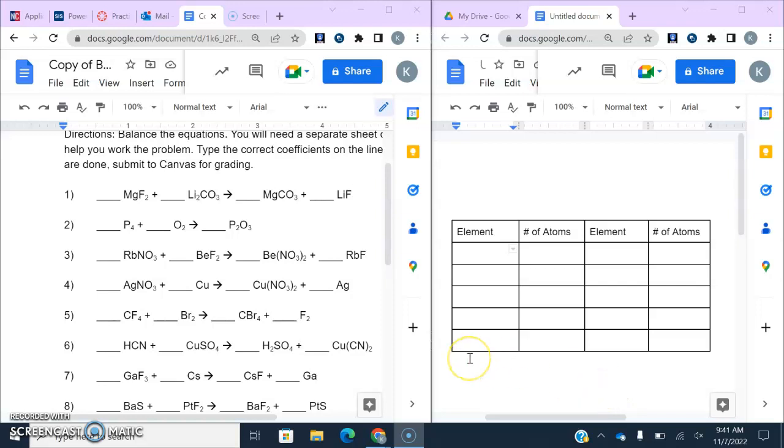Hey guys, so I was grading your first balancing equations assignment with the slideshow, and I noticed a lot of us didn't turn it in, and those of us that did turn it in were struggling a little bit. So I just wanted to do some more examples with you today on this assignment so that you don't have to do it all on your own.